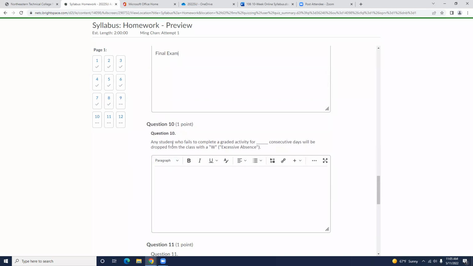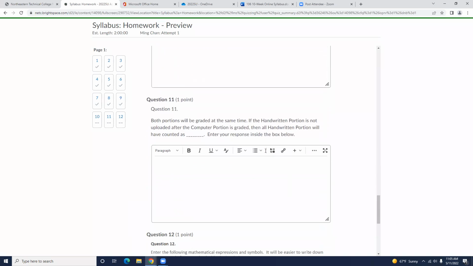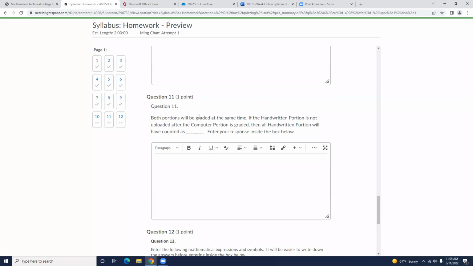Number 10, any student who fails to complete a graded activity for 14 consecutive days will be dropped with a W, stating specifically that W represents excessive absence. Both the computer and handwritten portions of the homework will be graded at the same time. If the handwritten portion is not uploaded after the computer portion is graded, then the handwritten portion will be counted as incorrect.